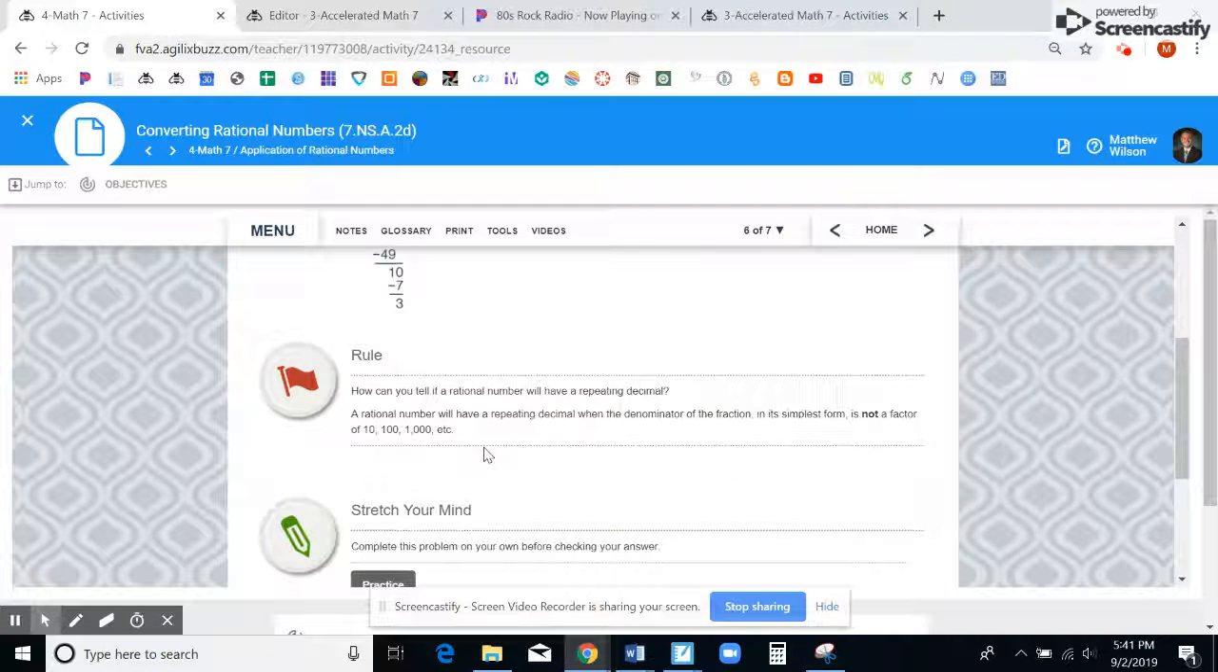So this is a good rule right here: how can you tell if a rational number will have a repeating decimal? And that's the idea, if it's not a factor of 10 or 100 or 1,000. And so if you're finding that your denominator is a multiple of 3, then you know that it's going to repeat. Or 6 is a multiple of 3, 9 is a multiple of 3. So anytime you see that multiple family there, you're going to see repetition.